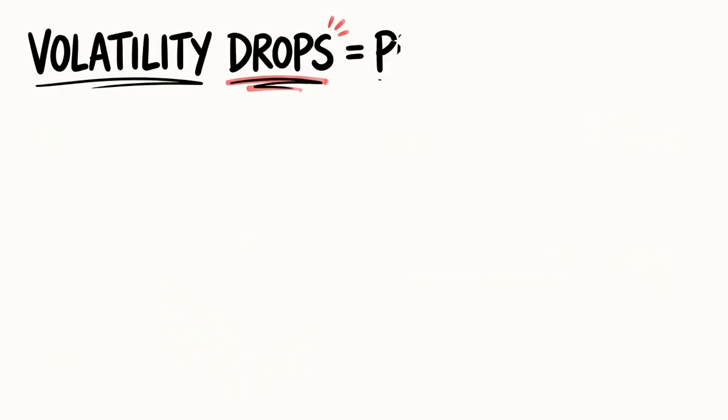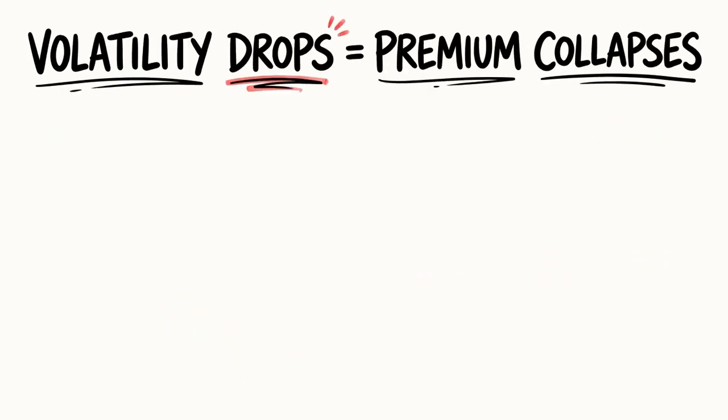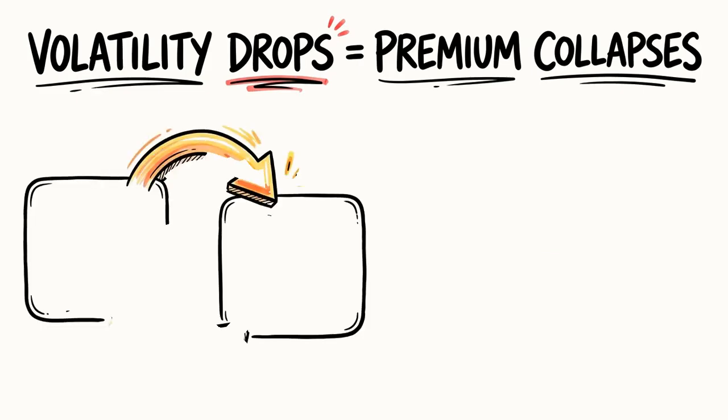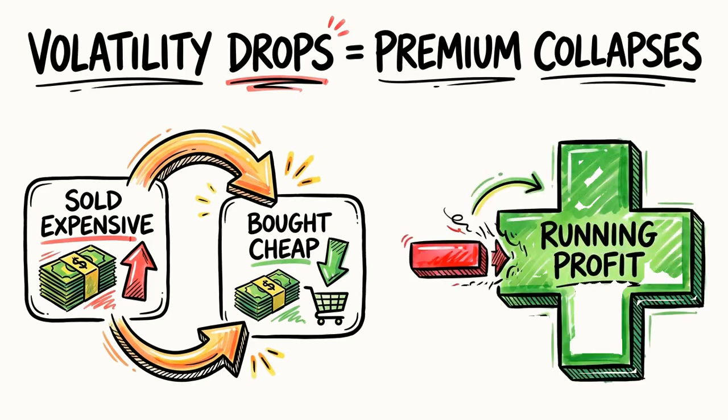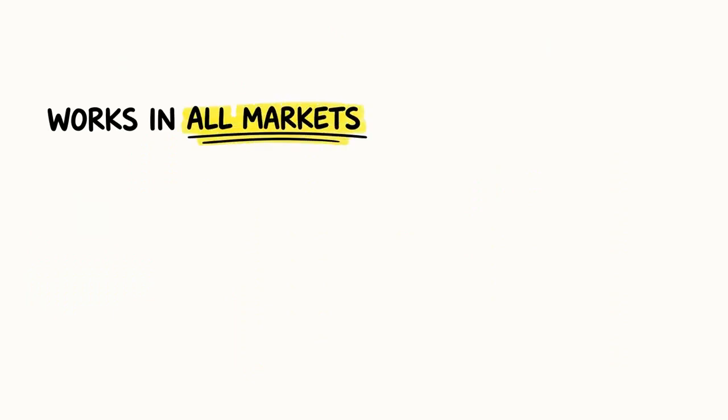When price settles and implied volatility drops, and it always does eventually, that elevated premium collapses. We sold it expensive, now it's cheap. That difference is pure profit. The small loss on the close gets completely absorbed by the running profit on the new position. This is the only structure I run regularly regardless of market conditions.